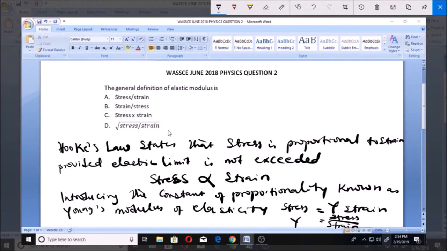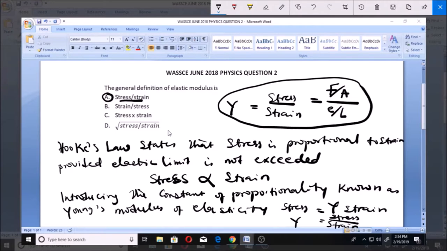So the right answer is A, stress over strain. And that is the statement of Hooke's law. In essence, Y, which is the elastic modulus, is equal to stress over strain. Very, very important. We also know that stress is simply equal to force over area, and strain is equal to the extension over the original length. So this expression is the same as force over area, all over the increase in length, which I will call extension, all over the original length.